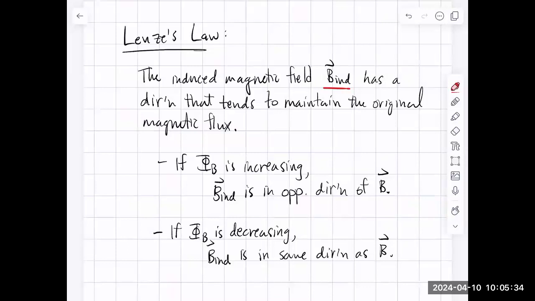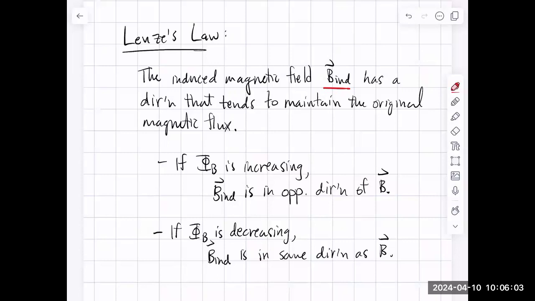If the flux through your loop is increasing, the induced magnetic field will tend to oppose that increase. It tries to maintain the flux that was there originally. And so if you have an increasing magnetic flux, the induced magnetic field will be in the opposite direction of the original field that was already in place, so that it opposes that increase in the flux.